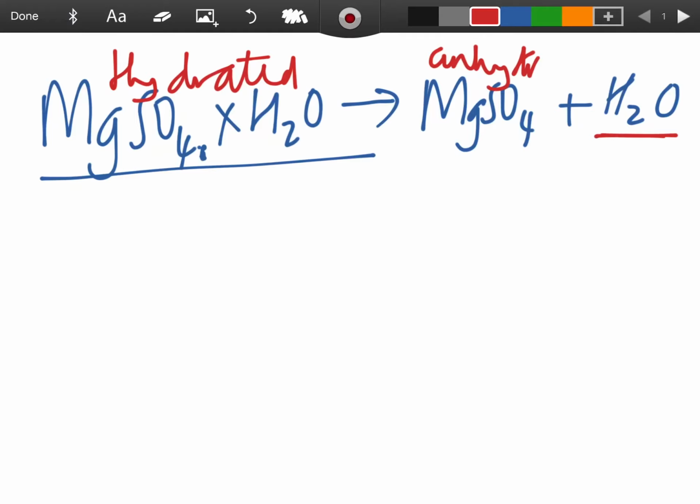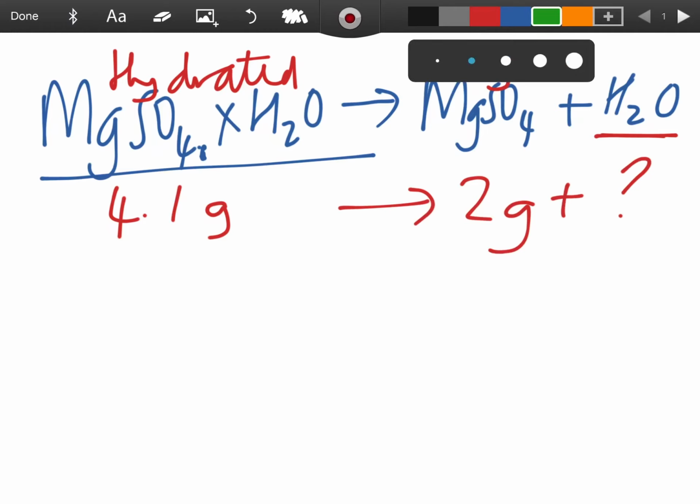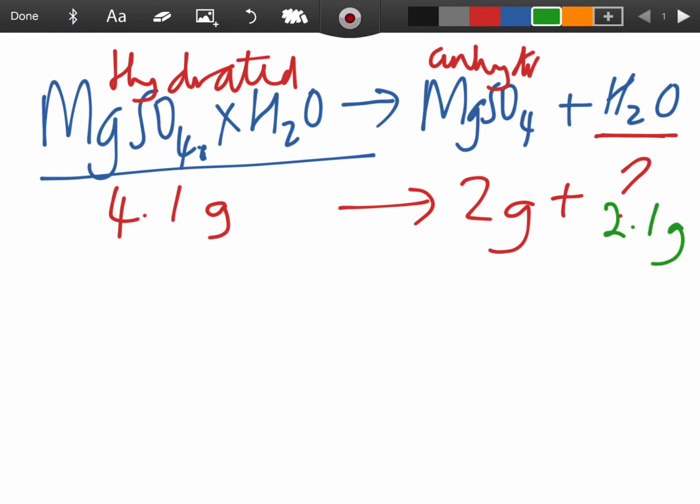Now they told you that you have 4.1 grams of this and 2 grams of the anhydrous. They didn't tell you in the question how much water, but by subtraction you're going to get the water to be 2.1 grams, and then same idea. Divide this by the MR of magnesium sulfate, which is 120. Water is 18. You're getting the number of moles.